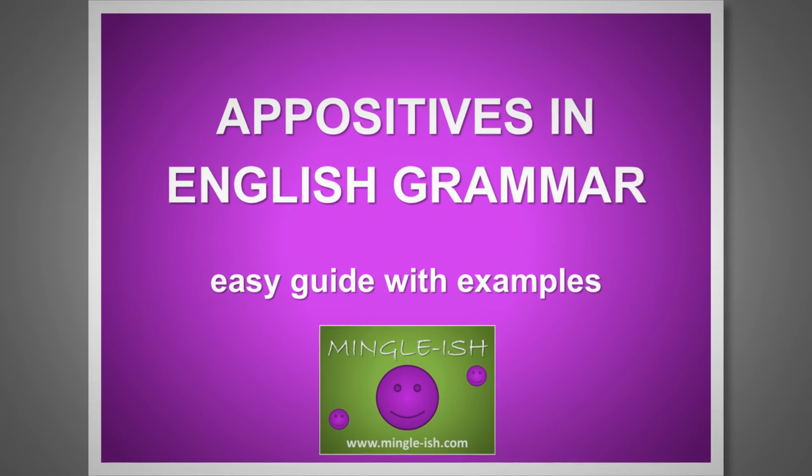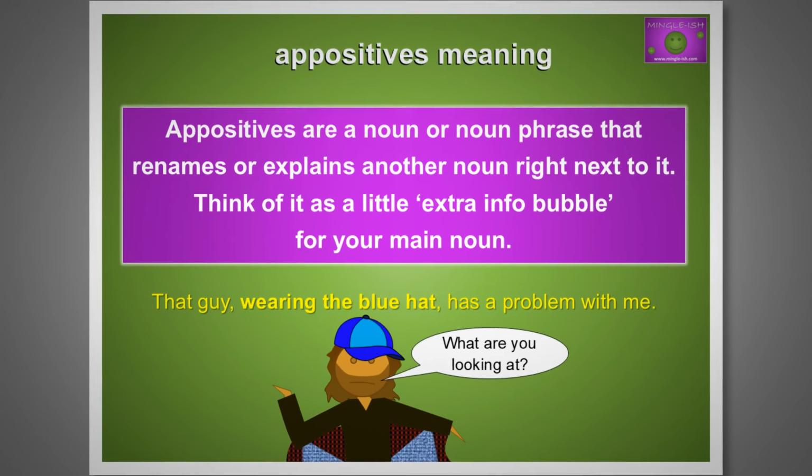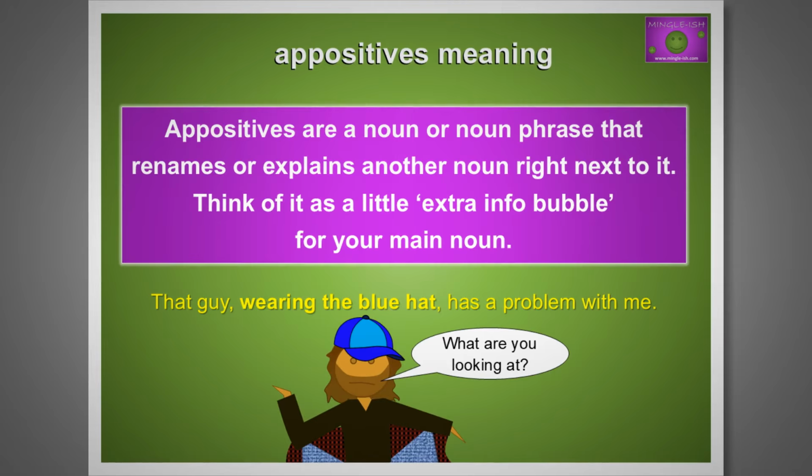Appositives in English grammar. Easy guide with examples. Appositives are a noun or noun phrase that renames or explains another noun right next to it. Think of it as a little extra info bubble for your main noun. For example, that guy wearing the blue hat has a problem with me.